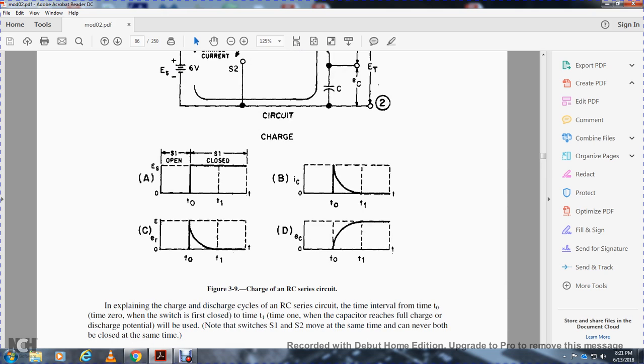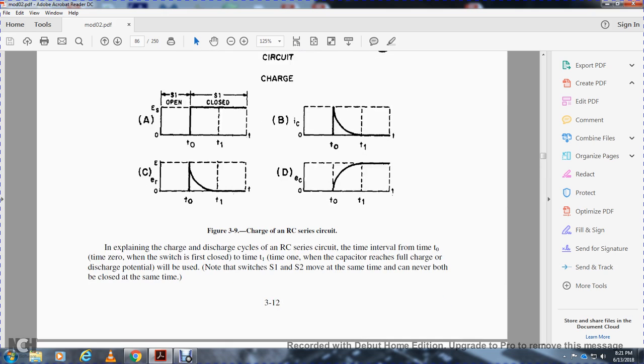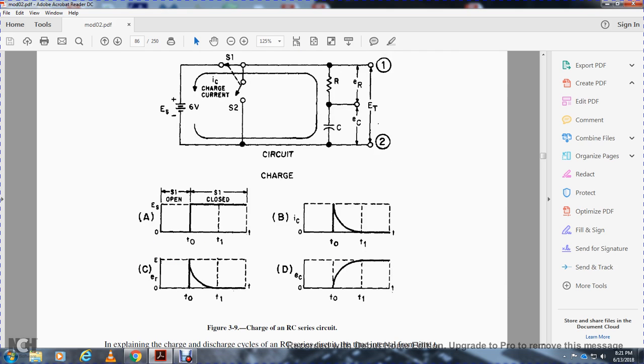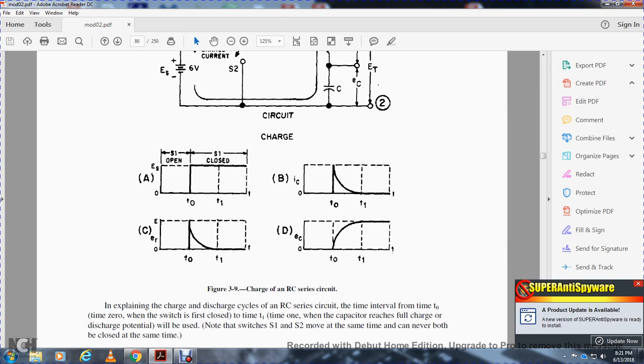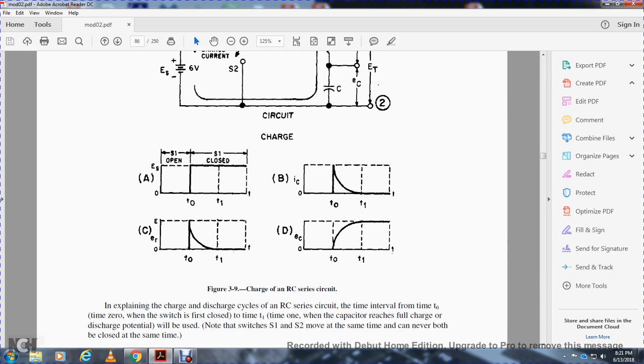Let's explain the charge and discharge of the resistor-capacitor series circuit, the RC circuit. Time zero is when the switch is first closed. Time one is when the capacitor reaches full charge, and the discharge potential will be used. Note that switch one and switch two move at the same time and are never closed at the same time.